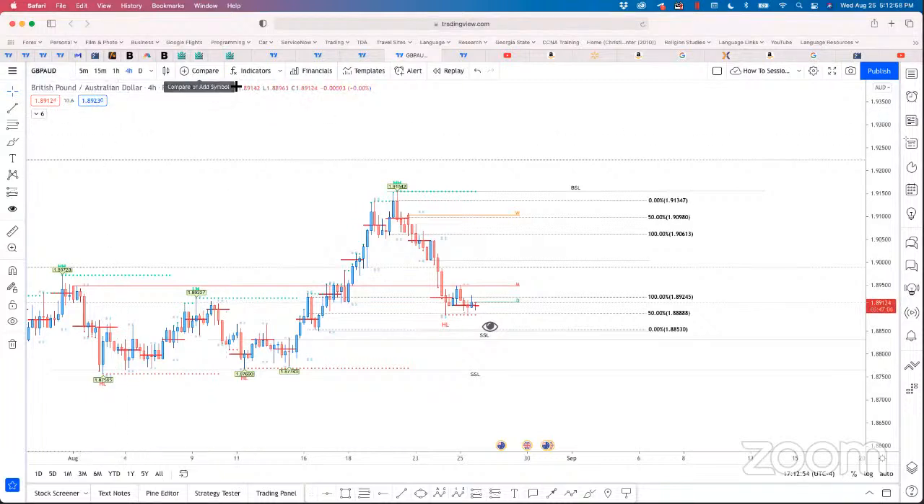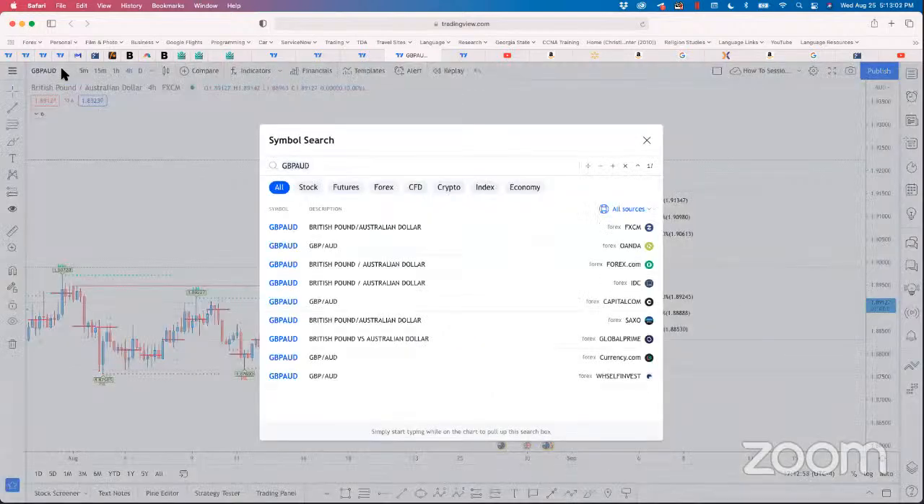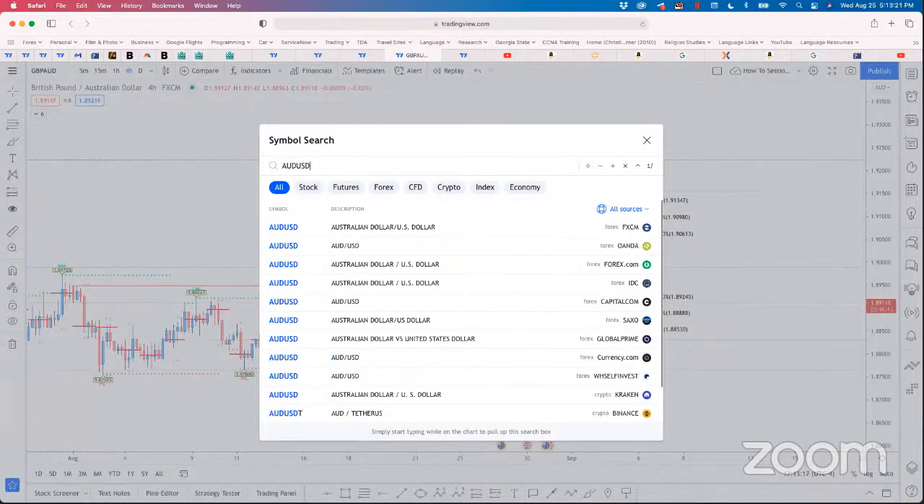So, trading break and retest, you're looking for breaks of structure, right? You're looking for breaks of highs or lows of structure, right? And let me find a good pair. Let's do AUD USD.